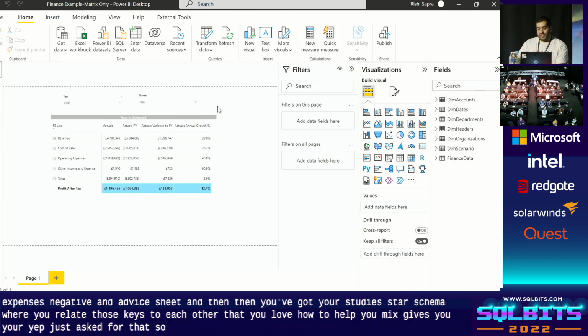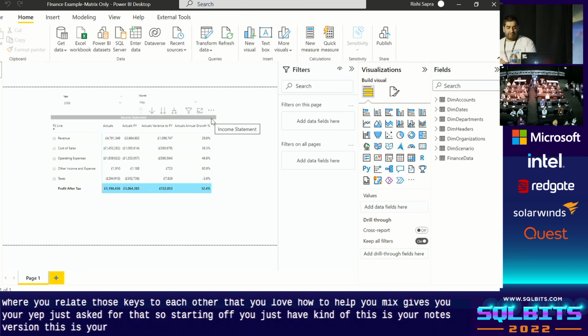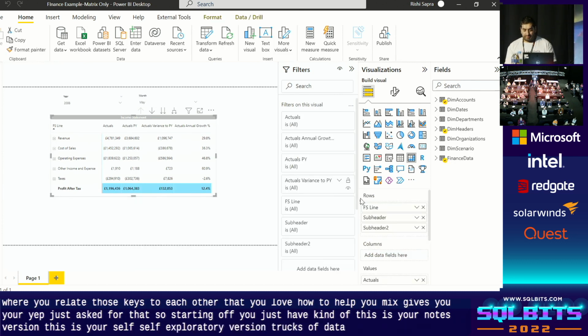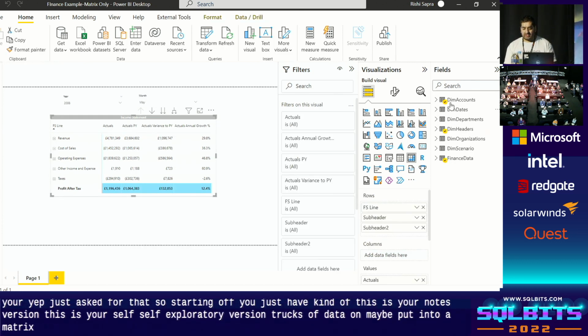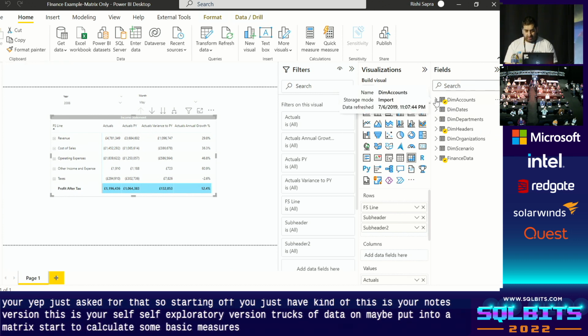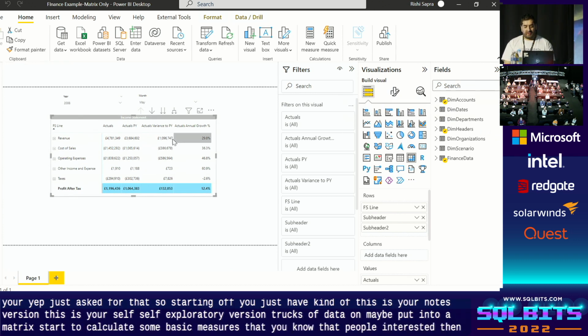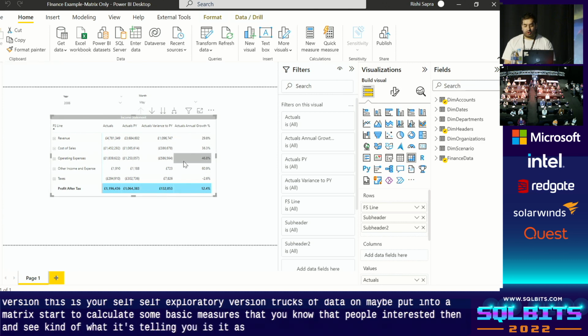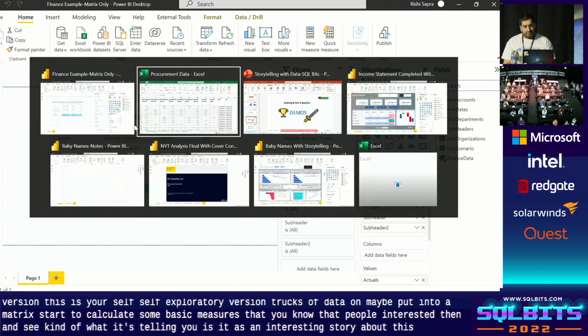So starting off, this is your self-exploratory version. Chuck some data on, maybe put it into a matrix, start to calculate some basic measures that you know people are interested in, and see what it's telling you. Is there an interesting story about this? And actually, maybe just produce a financial statement.